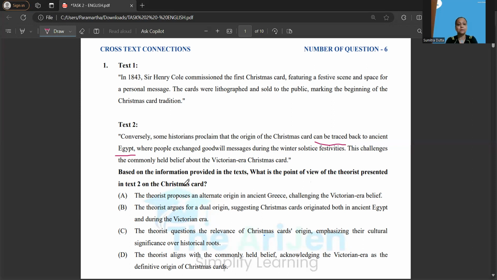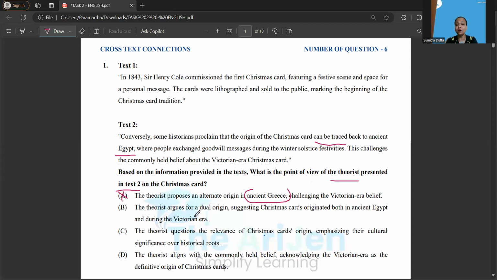Let's read the question. Based on the information provided in the text, what is the point of view of the theorist presented in text 2? So the theorist's point of view in text 2, what they want to portray. Let's see number A. The theorist proposes an alternate origin in ancient Greece, challenging the Victorian era belief. Greece and Egypt are far off. There is no mention of Greece, so we cannot overlook this particular part. Then number A cannot be our answer.